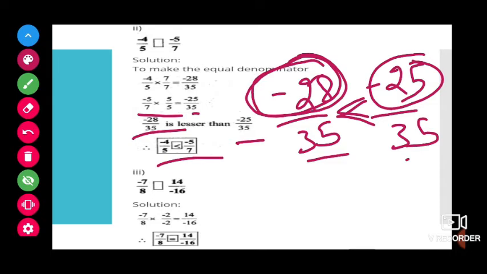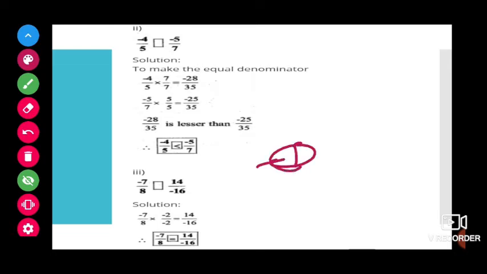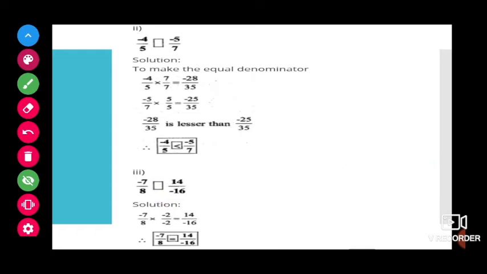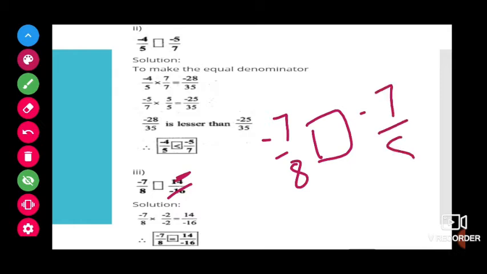Next, same way, children, minus 7 by 8 and 14 by minus 16. Here both are having different denominators, but we can take from 14 by minus 16, simplest form we can divide with the 2 7s, 2 8s. So here we will get, or else if we will multiply with this 2 by 2 also, we will get the next form. Okay. So we will get minus 7 by 8 is same, and if this is cancelled with the 2, we will get again minus 7 by 8 here. Both also same, no? So we will use the equal symbol.